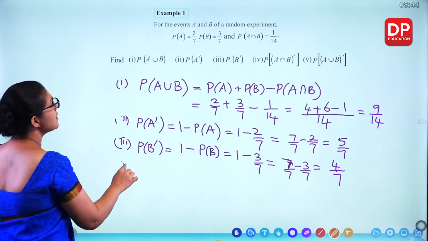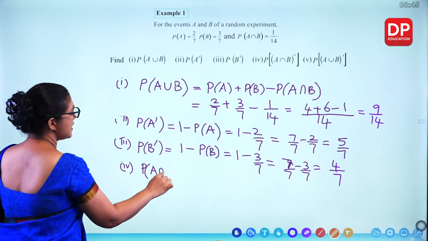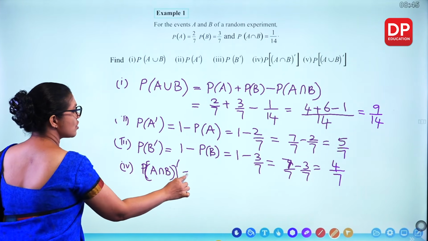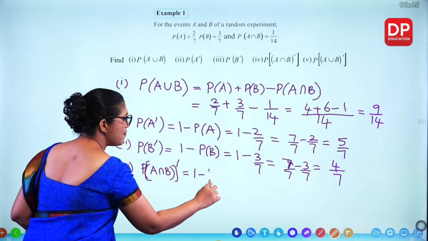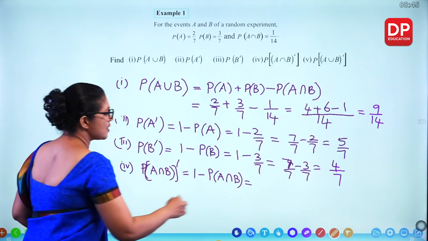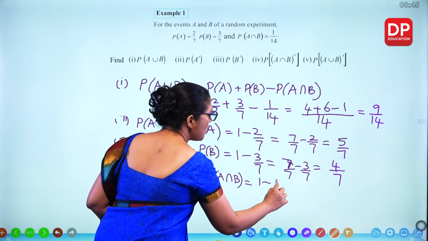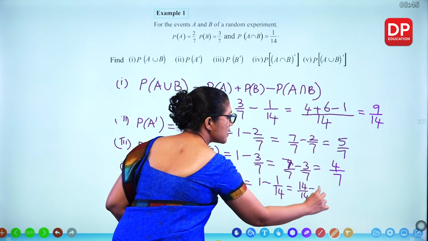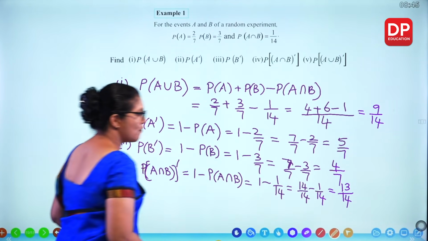Now the fourth part, probability of A intersection B whole thing dash. Again, this is a complement of an event. I can write it as 1 minus the probability of A intersection B. What is the intersection? The intersection is 1 over 14. So 1 minus 1 over 14, I can write 14 over 14 minus 1 over 14, which becomes 13 over 14.